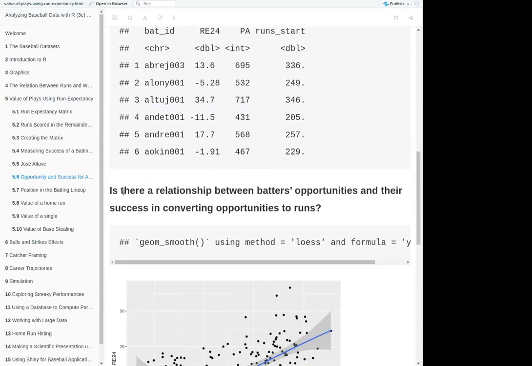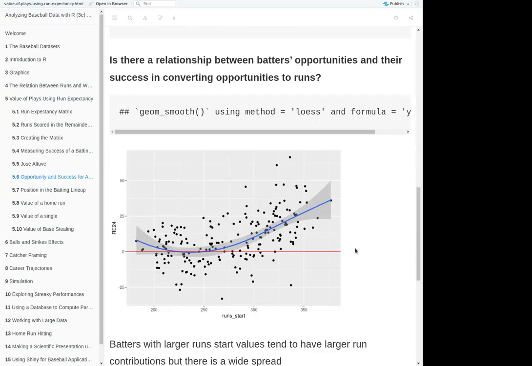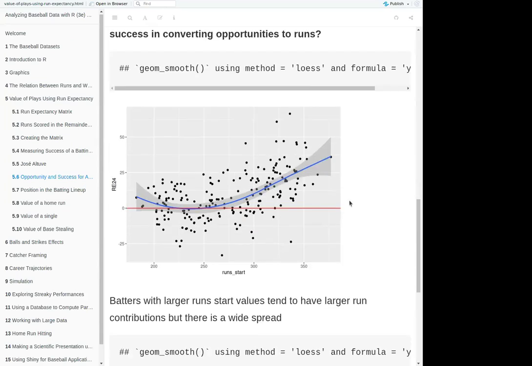So we're first going to look at the question, is there a relationship between batters' opportunities and their successes in converting those opportunities to runs? So we get this great scatter plot where we can see this really interesting trajectory with batters with larger run start values tend to have larger run contributions, but there's a wide spread. And even though this spread is wider than the spread with fewer run starts, there's a pretty wide spread across the whole plot.